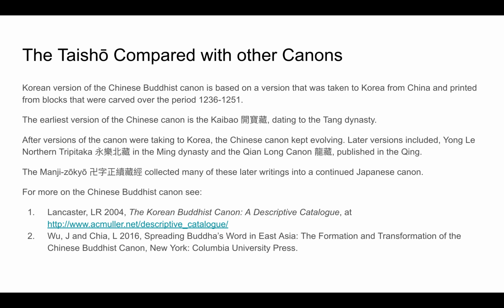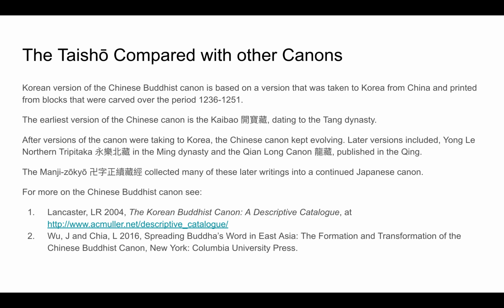The Yongle Northern Tripitaka, Yongle Beizhang, and the Qianlong Canon, the Longzang. The Longzang was published in the Qing in the reign of Qianlong, one of the great emperors of the Qing dynasty. And the Japanese had this problem of these texts keeping on appearing, so they compiled the Manji, which collected these later writings. We have to be very thankful to the Japanese for collecting those, because they're very nicely collected, organized, and available for us to use today.